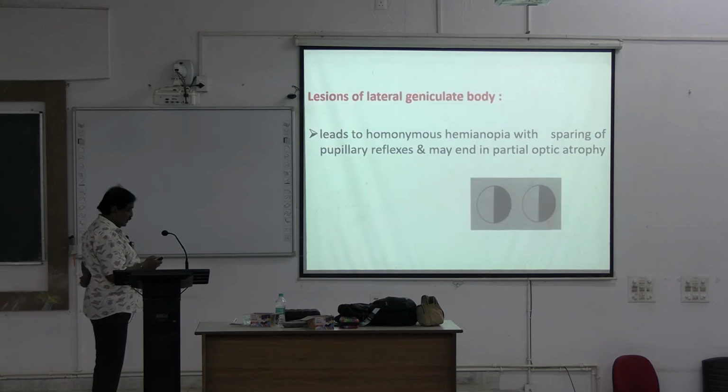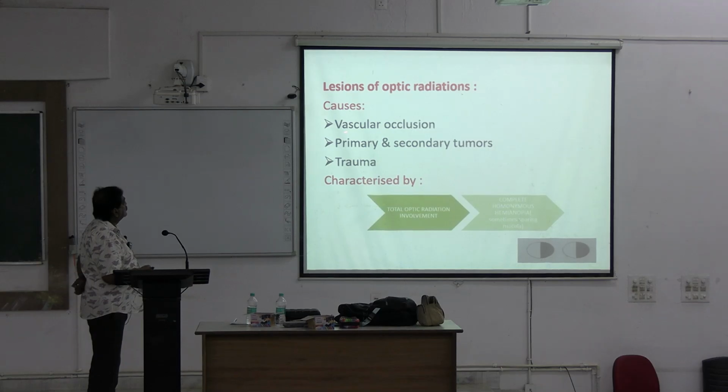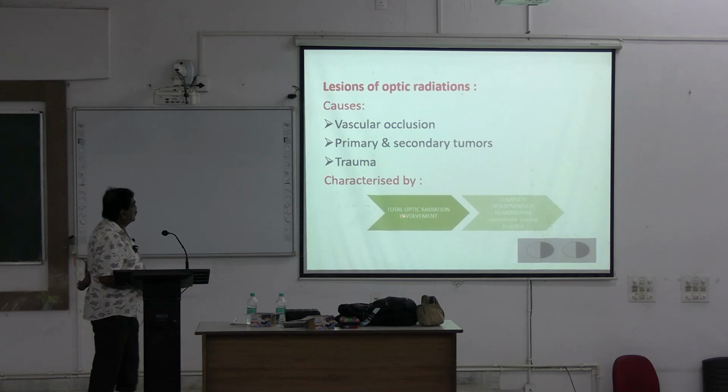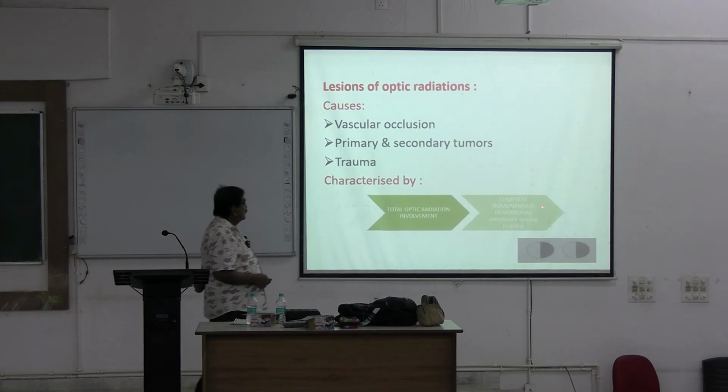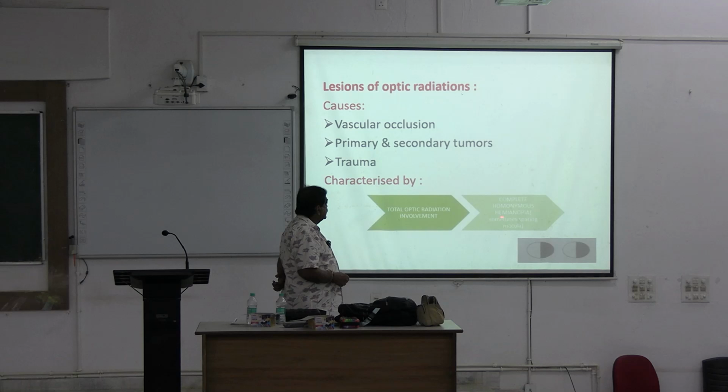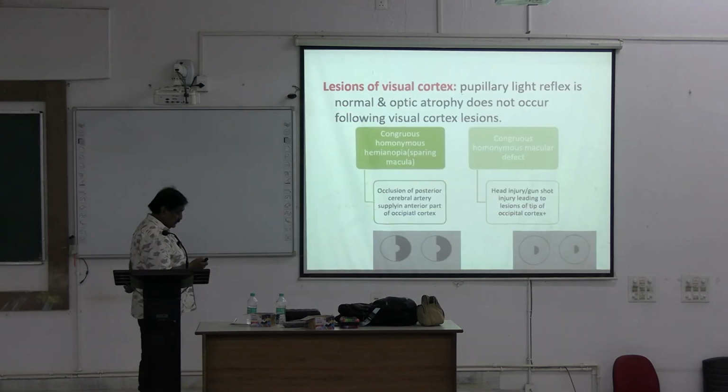Lesions of the lateral geniculate body lead to homonymous hemianopia with sparing of the pupillary reflex, and may end in partial optic atrophy. Lesions of the optic radiation are caused by vascular occlusion, primary and secondary tumors, and trauma, characterized by total optic radiation involvement and complete homonymous hemianopia, sometimes sparing the macula. In lesions of the visual cortex, the pupillary light reflex is normal.